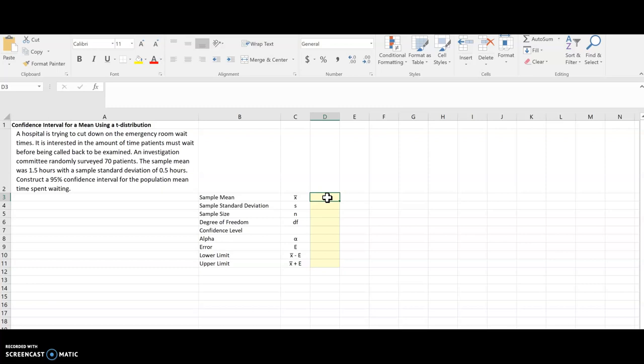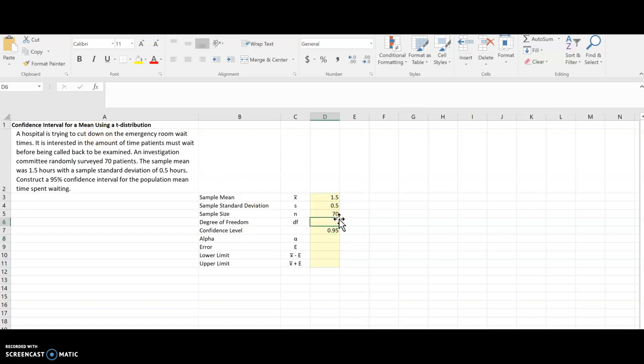And so the first thing I need is the sample mean. It tells me the sample mean was 1.5 hours. So I put 1.5 over here. Sample standard deviation was 0.5 hours. Sample size was 70. And the confidence interval is 95%, so I'm going to put 0.95 there. Okay, and the rest I'm going to have to calculate using Excel.